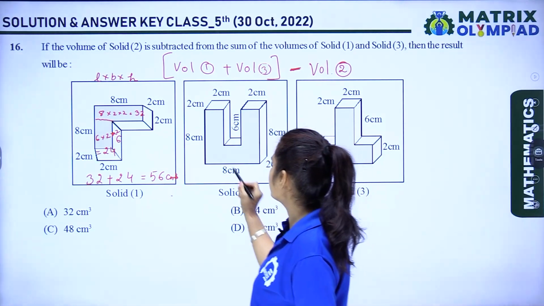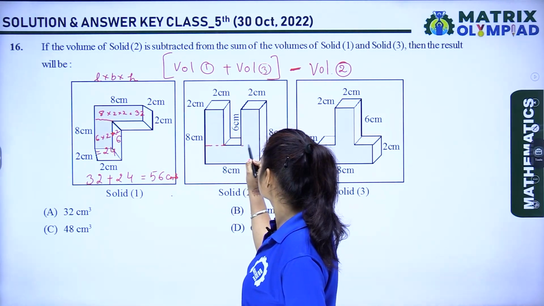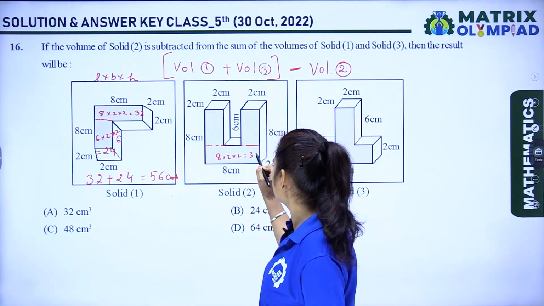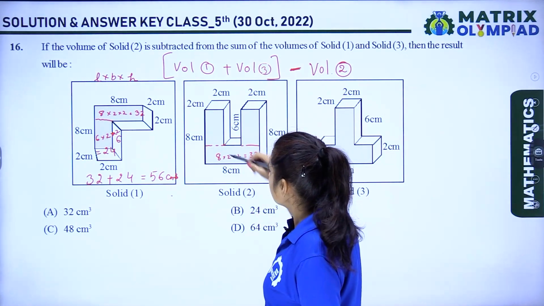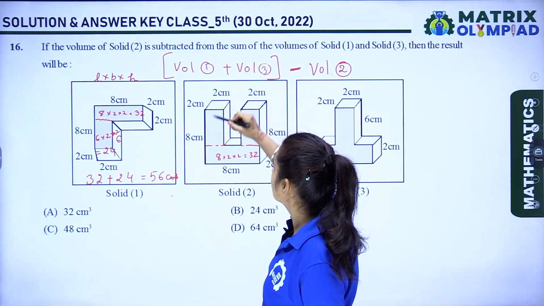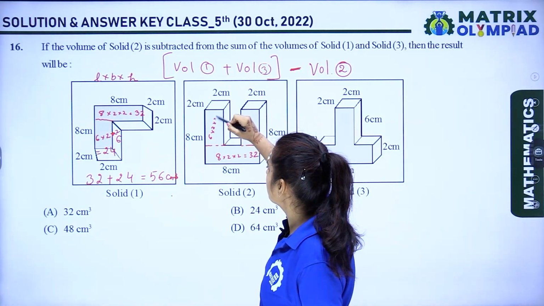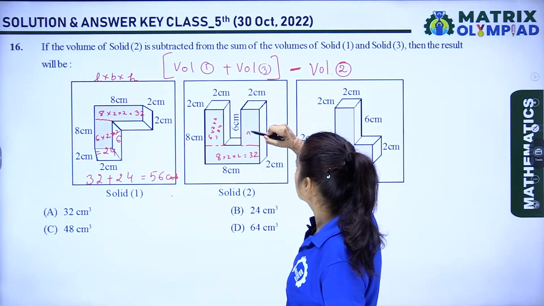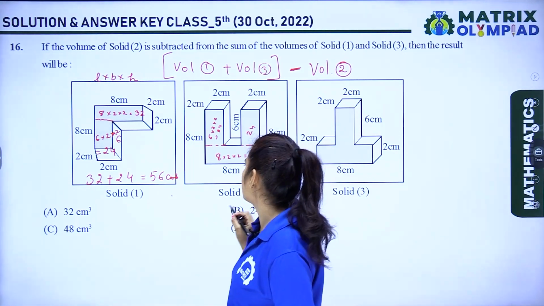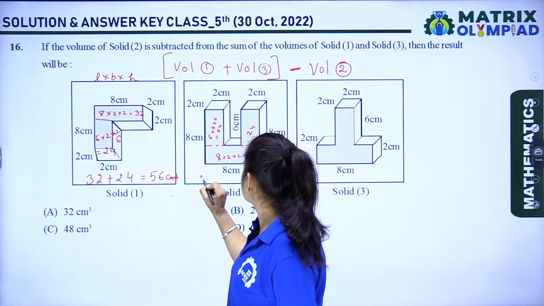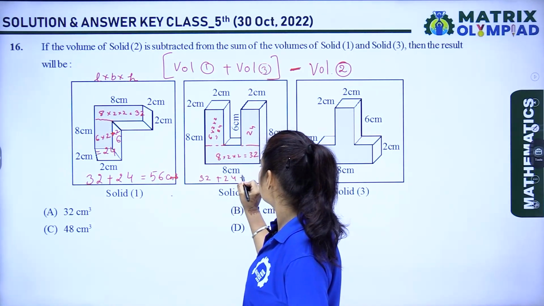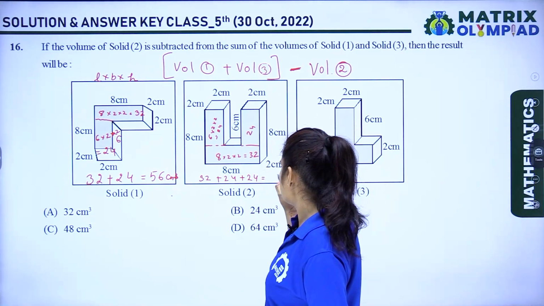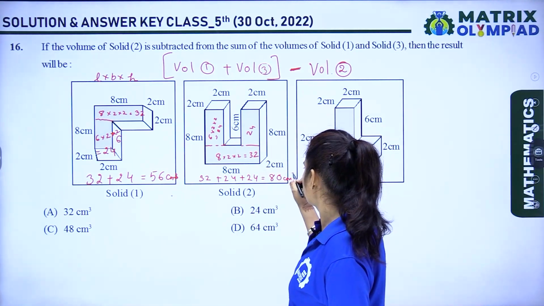Now let's begin with the second solid. Let's distribute this. So 8, 2 multiplied by 2, that is equal to 32. Now this is 6, 2 and 2. 6 multiplied by 2 multiplied by 2, that is equal to 24. The same will be here also, 24. So the volume of solid 2 is 32 plus 24 plus 24. So it will give us 80 centimeter cube.